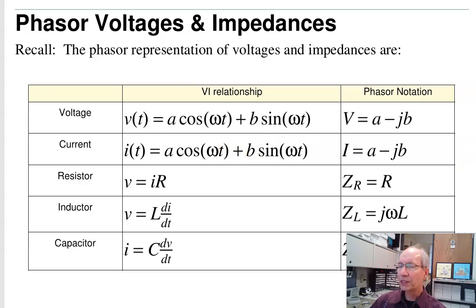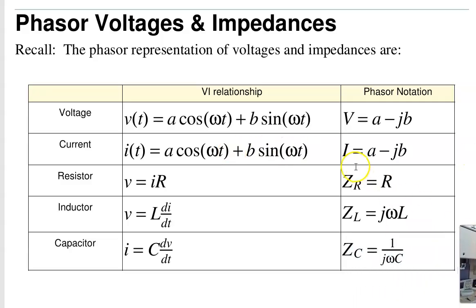Recall, with phasors, I can find the impedance of resistors, inductors, capacitors. The phasor impedance of a resistor is just R. Inductor is j omega L. Capacitor is 1 over j omega C. The phasor representation for a voltage or current source is the real part is cosine, minus j is sine. With that, given a circuit, I can represent everything using complex numbers, that's phasors, and then solve. Do exactly what we did before, just now with complex numbers.